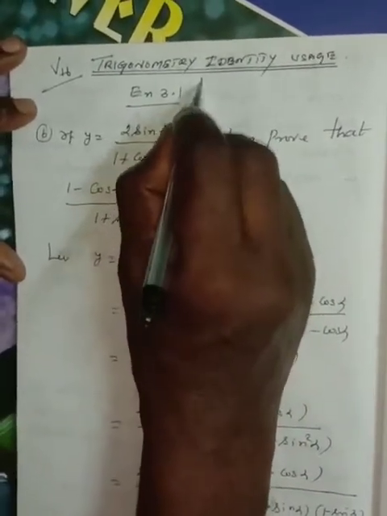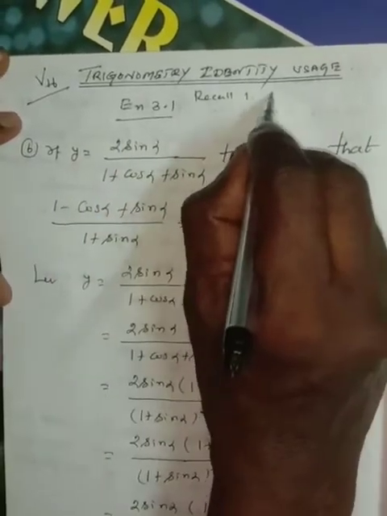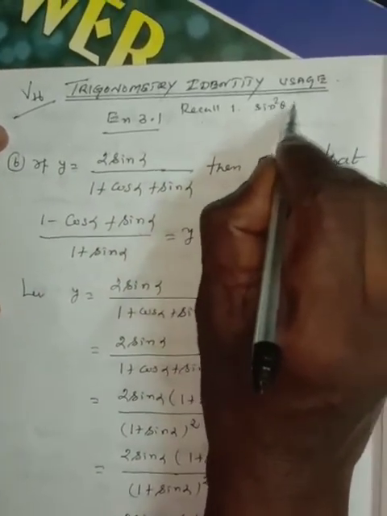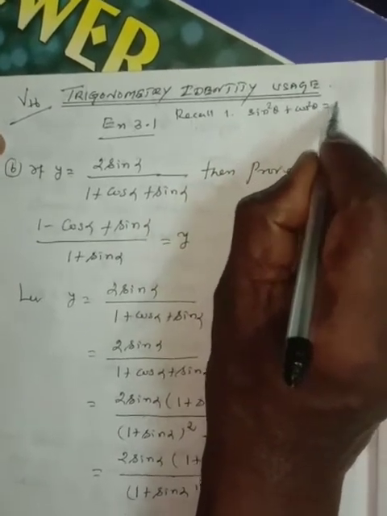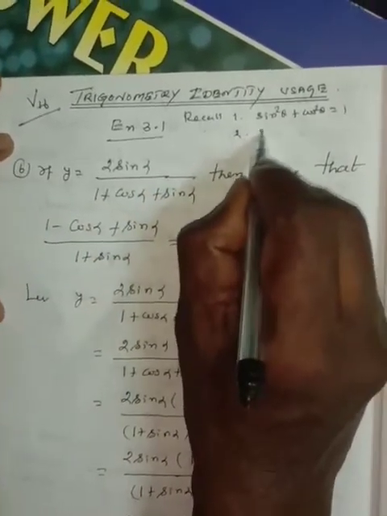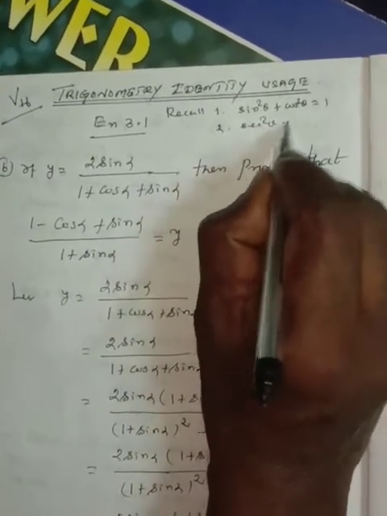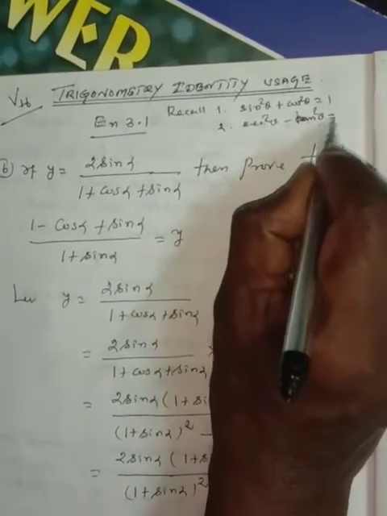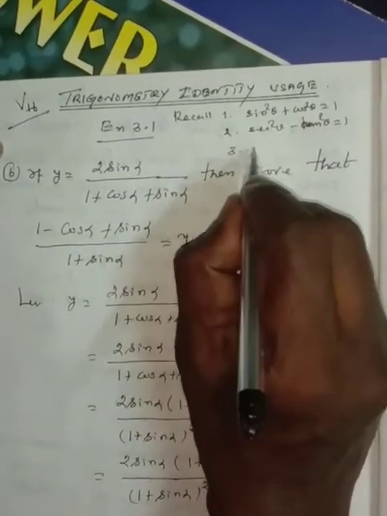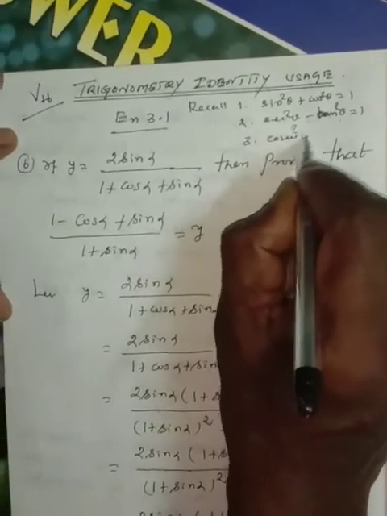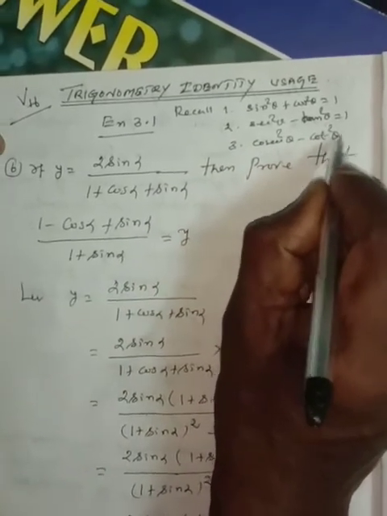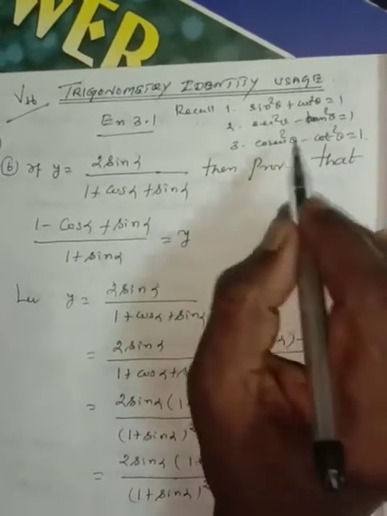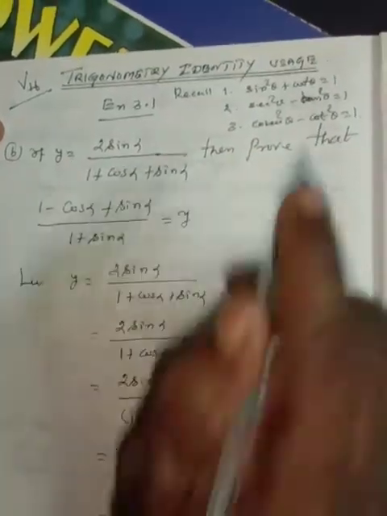Recall the trigonometric identities. Number 1, sin square theta plus cos square theta is equal to 1. Number 2, secant square theta minus tan square theta is equal to 1. Number 3, cosecant square theta minus cot square theta is equal to 1. These are the trigonometric identities. Now, Exercise 3.1 continuation.